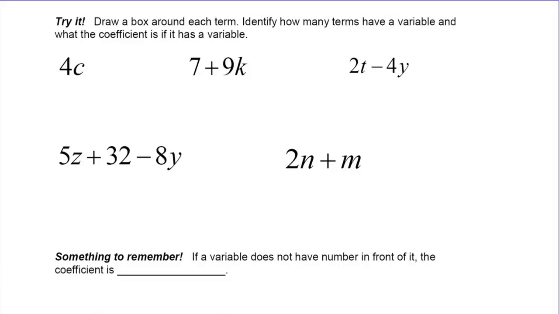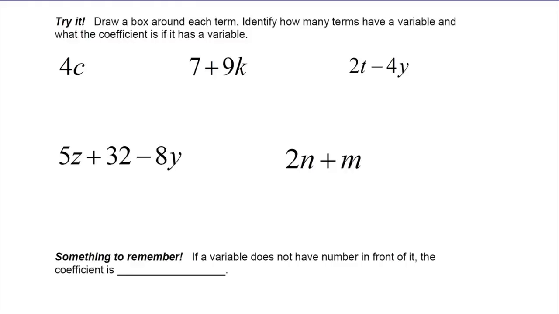So again, let's try it. Let's apply what we've learned so far. Let's draw a box around each term. Again, we're going to identify the terms and then identify how many terms have a variable, and if they have a variable, what is the coefficient? So now we've got terms, we've got variables, and we've got coefficients going on in our expressions. So if you could pause the video and see if you could do that for these 5 expressions, as I'm going to go through them right now.